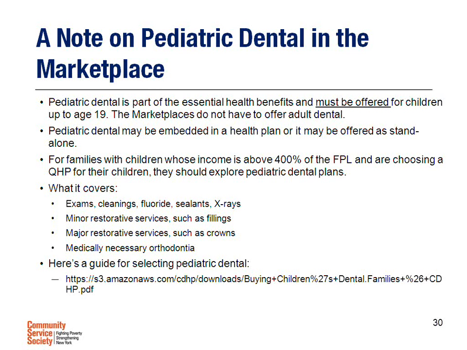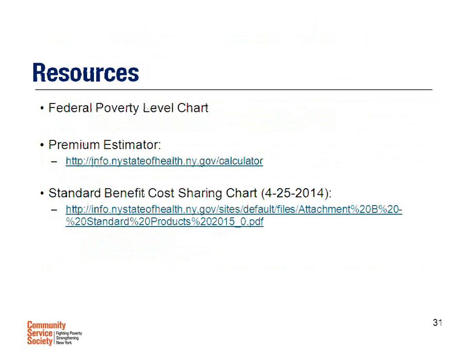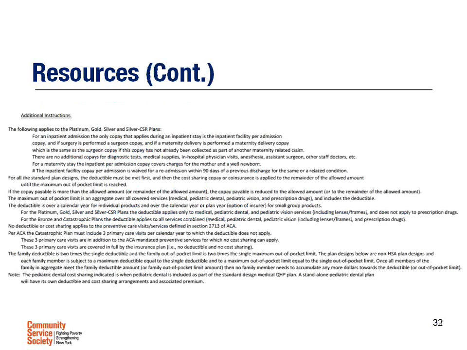If you have more information about pediatric dental, there is a link there that I provided. Resources: I'm updating the federal poverty level chart that we had last year. Just so you know, I'll send you a nice description with each of these resources and how I use them in case you're interested, through our weekly alert. The premium estimator is up. The standard cost benefit sharing chart dated 4/25, which has the new deductible for people between 201 and 250, is there.